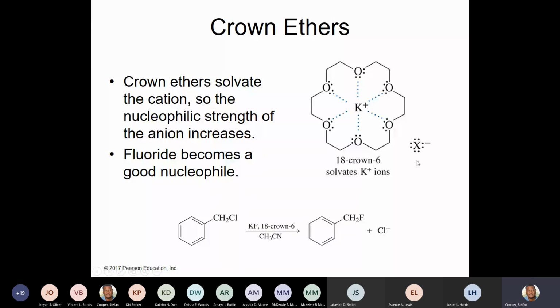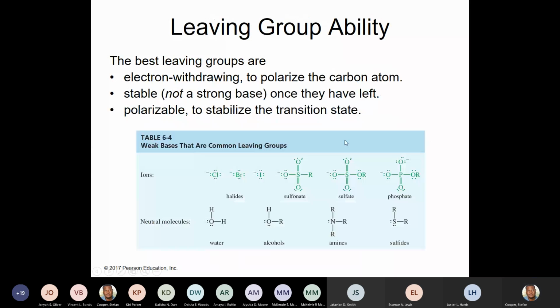So if we do have a crown ether present, this nucleophile is really negatively charged. It's almost naked. There's nothing around. There's no positive cation around. So this has the full opportunity to act as a nucleophile. All right. And these are the tricks that people do to really ensure that reactions are working properly.